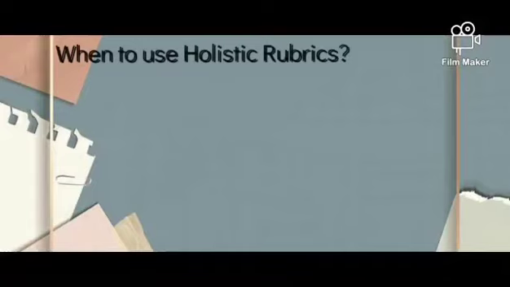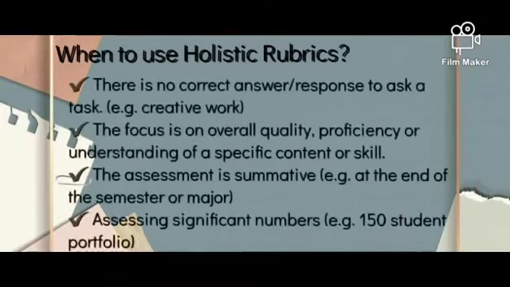When to use a holistic rubric? It is used when there is no correct answer or response to a task, for example, if it is a creative work. Also, if the focus is on overall quality, proficiency, or understanding of a specific content or skills. The assessment is summative, for example, at the end of the semester or major.